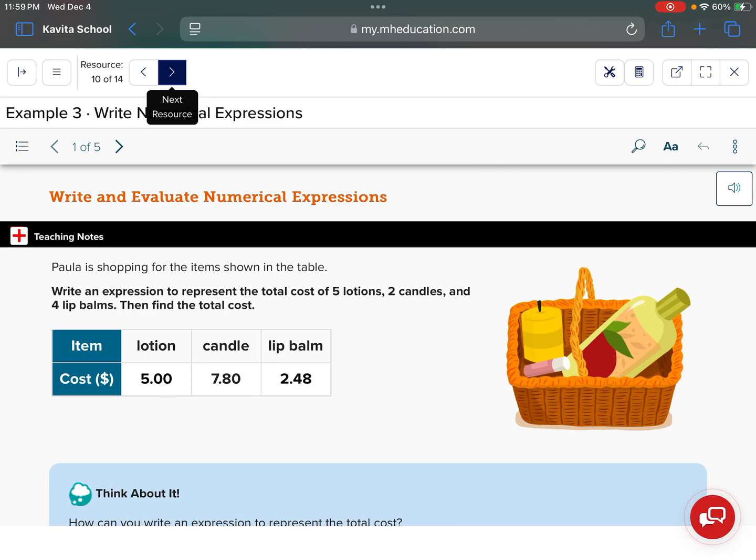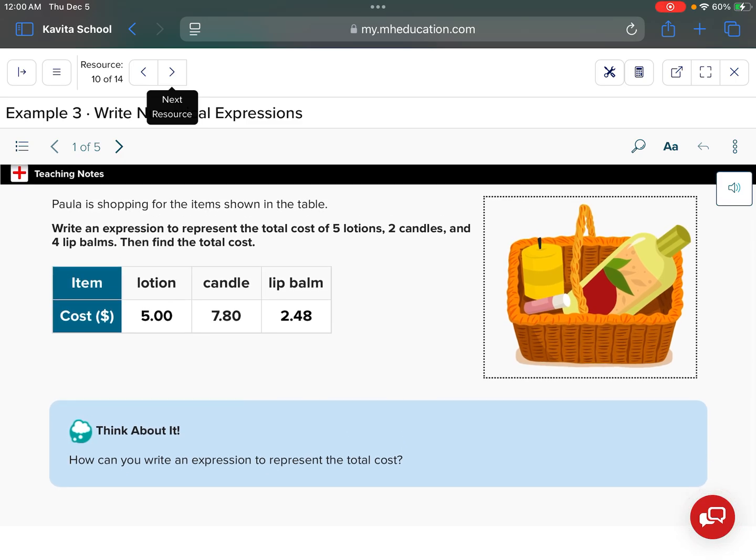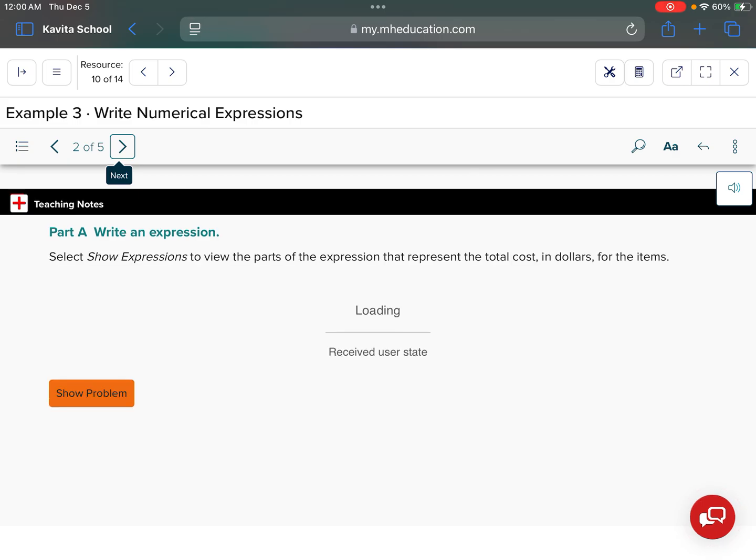So we can see here from the table the cost of each lotion is $5, each candle is $7.80, and each lip balm is $2. Actually, there's a typo here in this table. It's $2.49. According to your book, we'll follow the value given in your book. Think about it. How are we going to write an expression to represent the total cost? We tackle them one at a time, one step at a time.